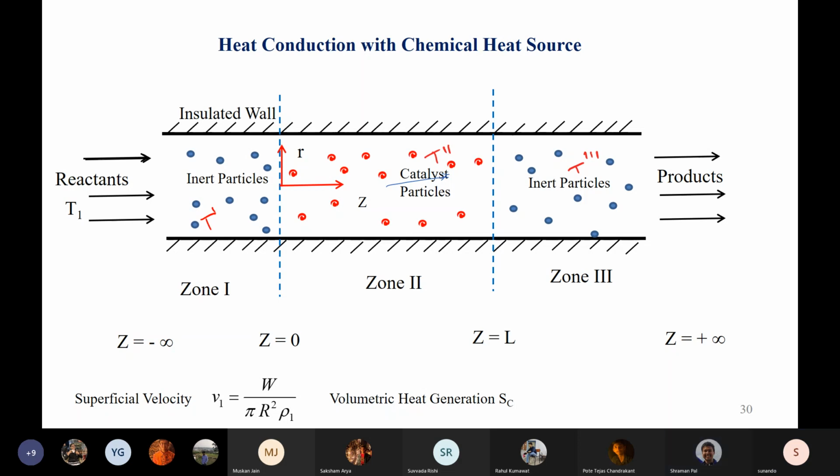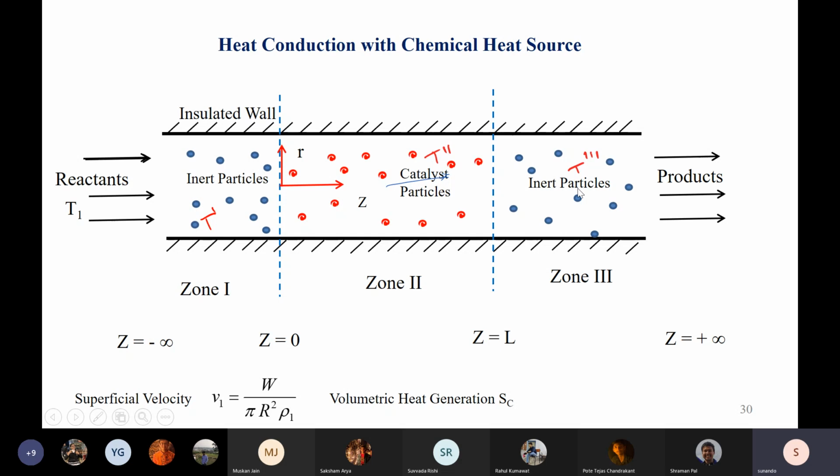Yes. All the way up to Z equals 0. And then between Z equals 0 and Z equals L, it will be more than T1 because there will be heat generation due to some amount of reaction. Yes, because of the exothermic nature of the reaction. And the profile may not be linear, it could be non-linear, but the temperature will increase in region 2.